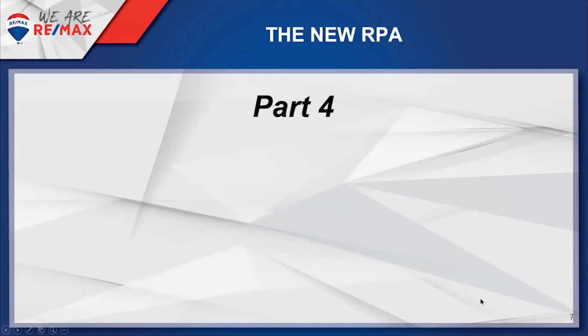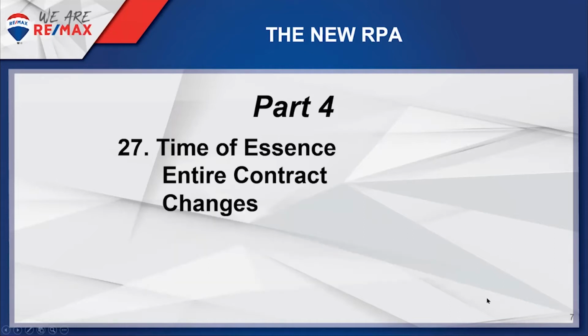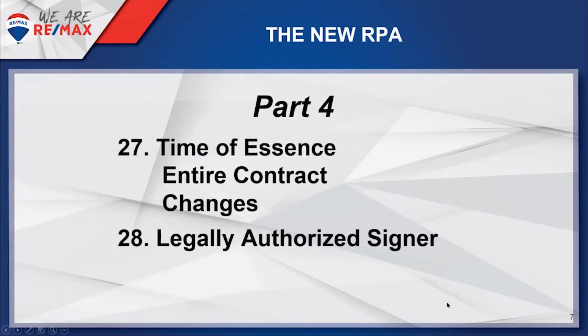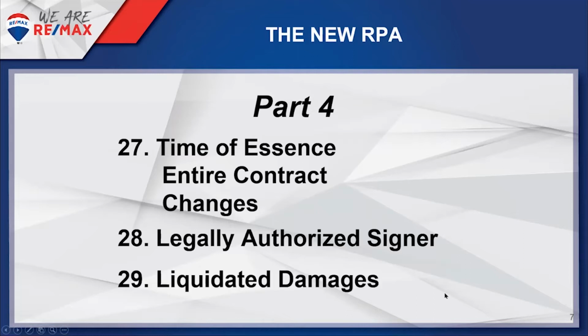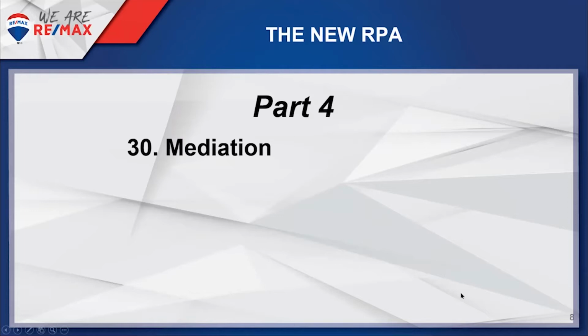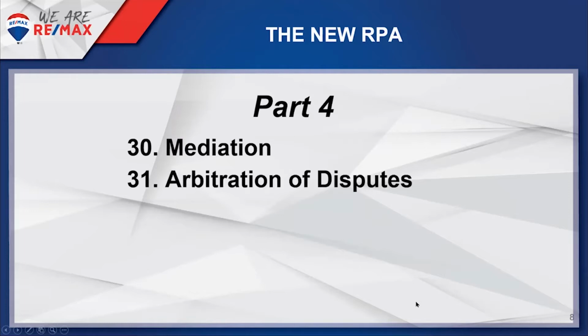Terms and conditions of the offer, time is of the essence, entire contract, and changes. I want to cover that just briefly. Legally authorized signer, give you a little more insight into that. And liquidated damages, mediation, and arbitration of disputes. Not a lot of changes there, but there are a couple of things I want to point out to you. The buyer's offer, which is paragraph 32, your handout says offer. It should be buyer's offer. They revised that because there's already an offer paragraph, which is paragraph 1.